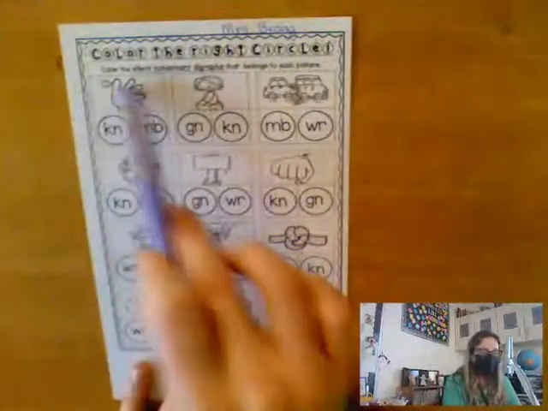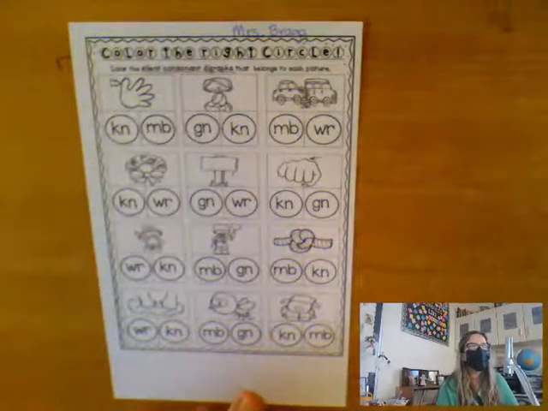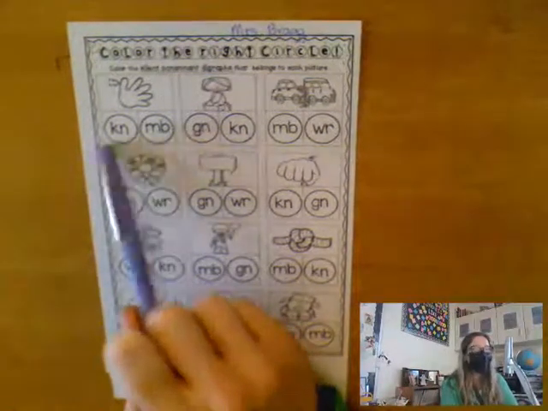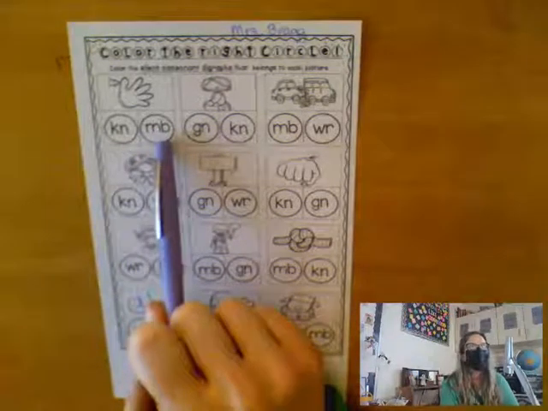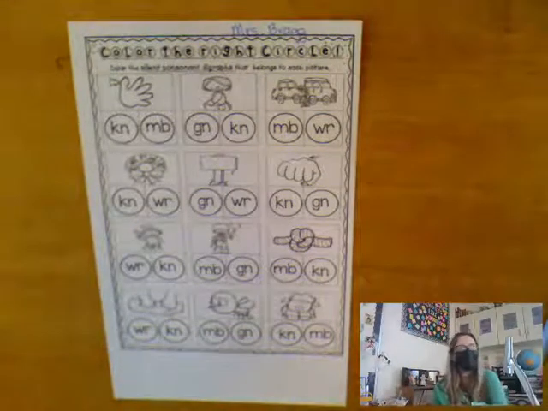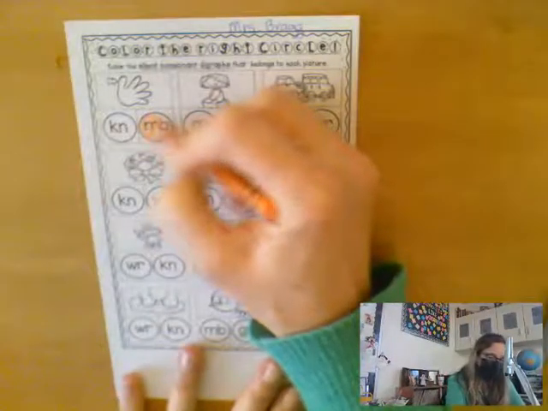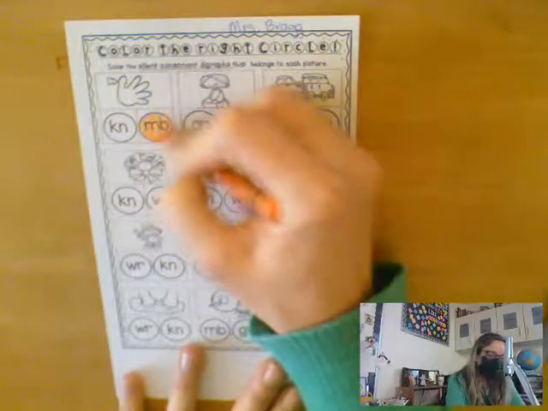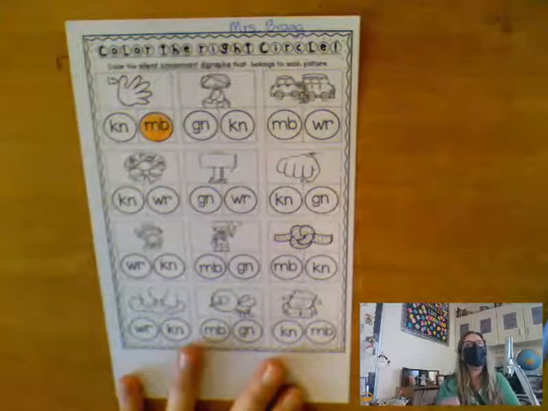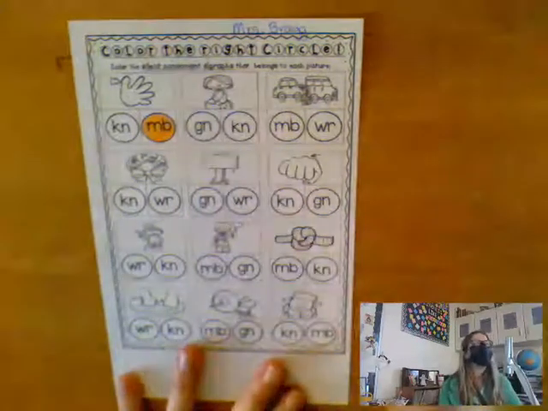So this first one, it's pointing to what finger on that hand? Emily? Thumb. The thumb. Now, which of these digraphs do we hear in thumb? MB. We don't call it a th-umb. We call it a thumb. But it has the MB digraph. So you'll take your crayon or marker, color pencil or color pen, whatever you choose, and you'll color in MB. Thumb is spelled THUMB.